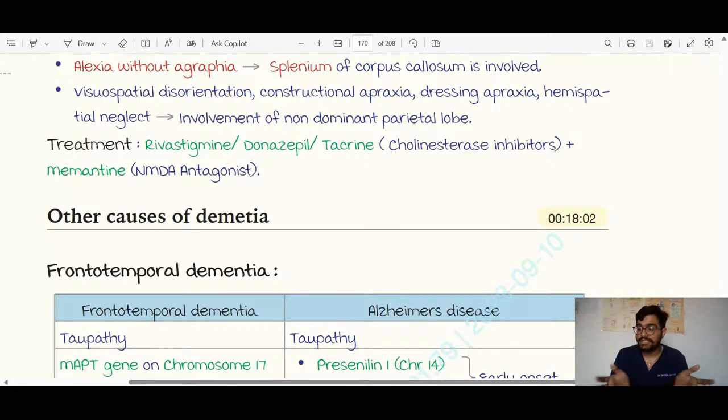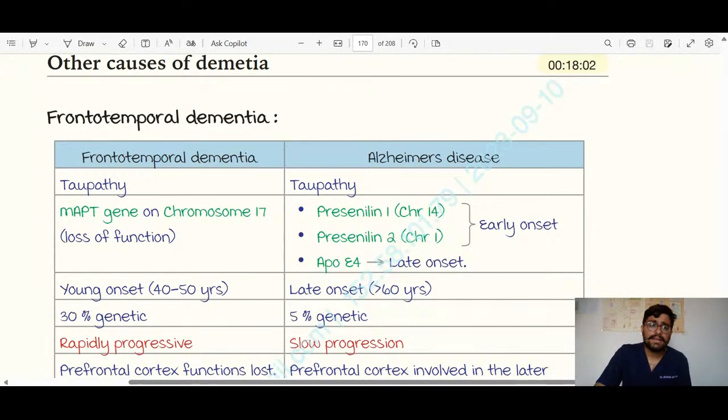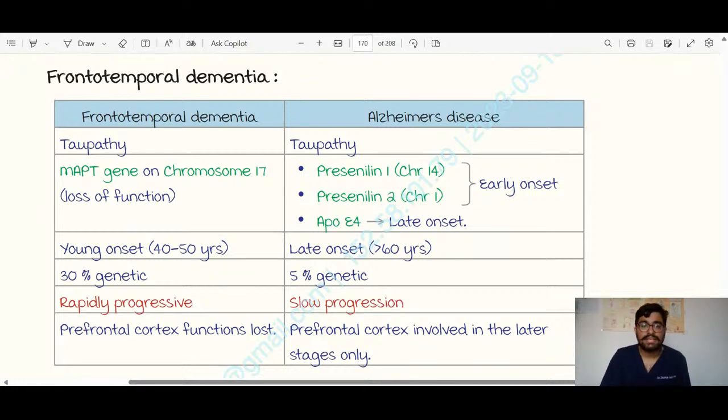What is the treatment? Ultimately, we are learning this, and we have to aim to treat the disease. So treatment is rivastigmine, donepezil, galantamine, or tacrine, cholinesterase inhibitors, or memantine, that is an NMDA antagonist. These are all the treatments. What are the other types of dementia? Frontotemporal dementia and Alzheimer's dementia.